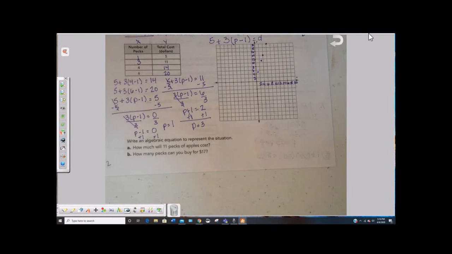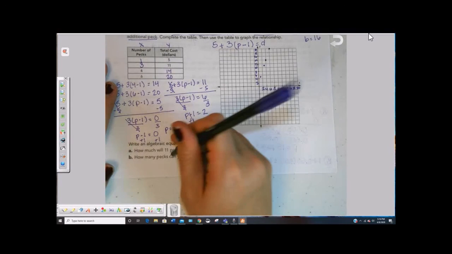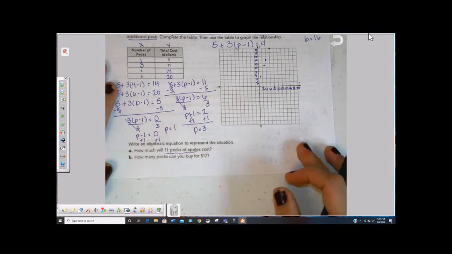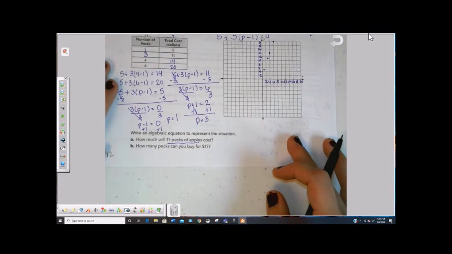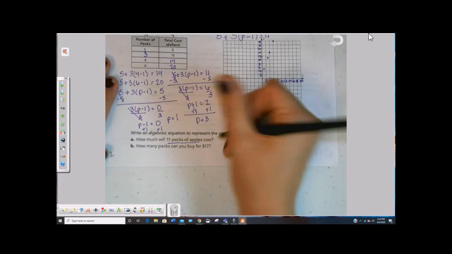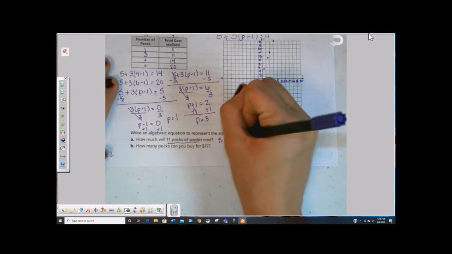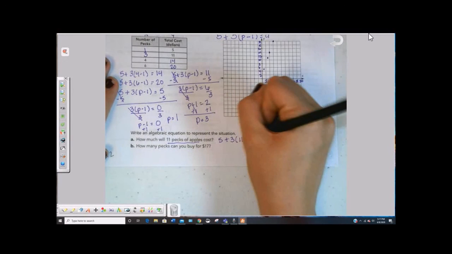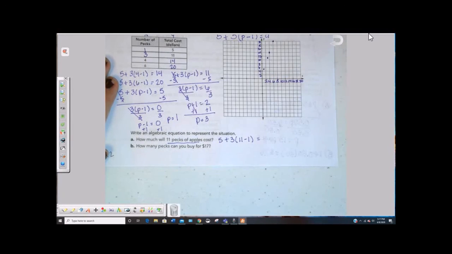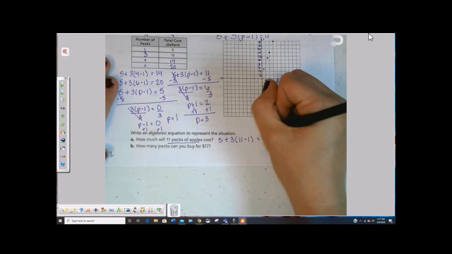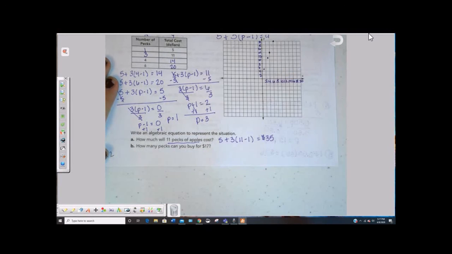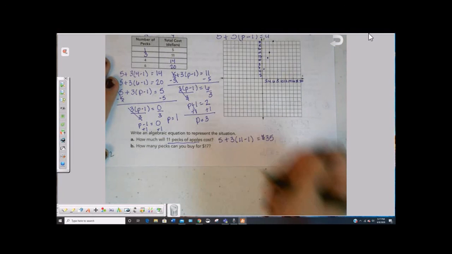Okay. And now we're going to look at A and B at the bottom. So how much will 11 pecks of apples cost? So you have your pecks, but you're trying to find your cost. So you'll take 5 plus 3 times 11 minus 1. And when you do this, you get $35.